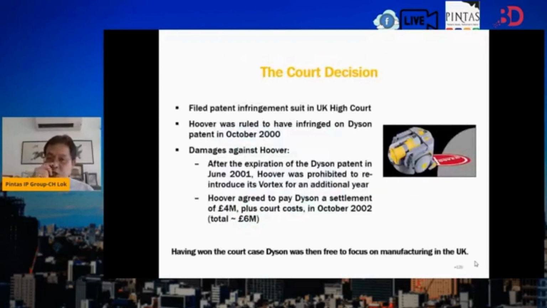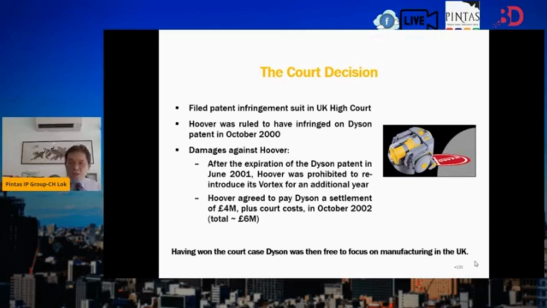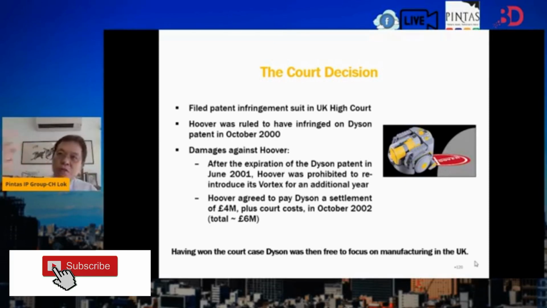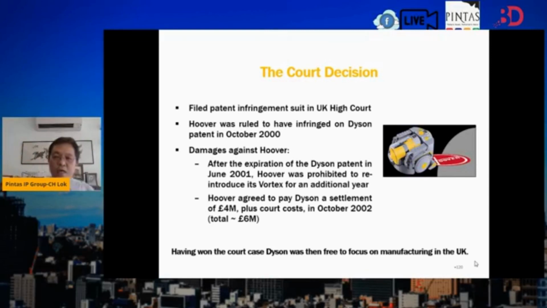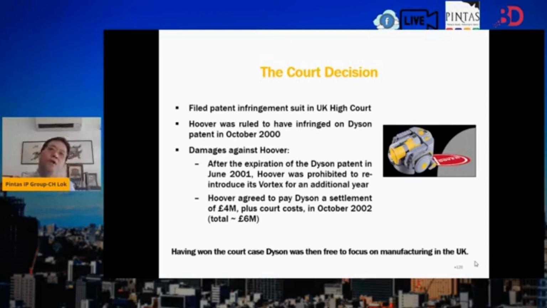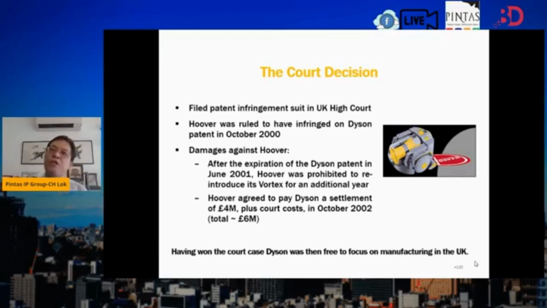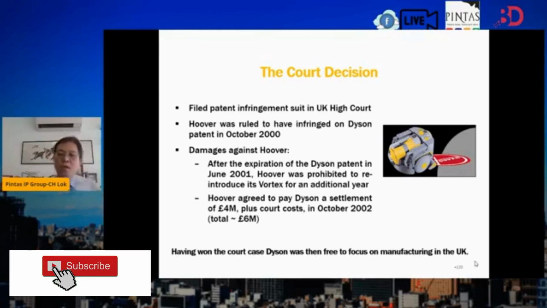So as a result, the court ordered that Hoover pay 4 million as damages to Dyson. And Dyson, using the money, started to invest in more plants, and they came up with a lot of factories. And as it is today, Dyson is one of the world's biggest vacuum cleaner manufacturers. So this is an example of how a small company having a good patent for a good technology successfully enforced it and established themselves into one of the world's most successful consumer electronics companies.